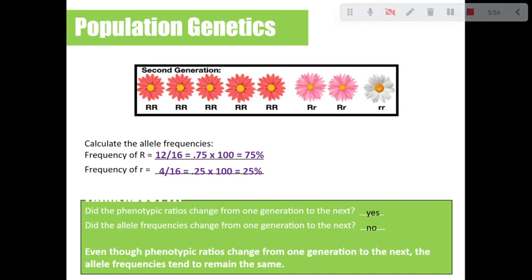It didn't change because even though we have this white flower, we still have the same amount of our big R's and our little r's. So the allele frequencies didn't change even though the phenotypic ratios did.